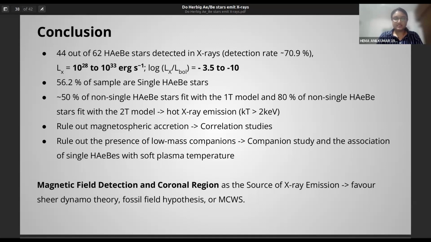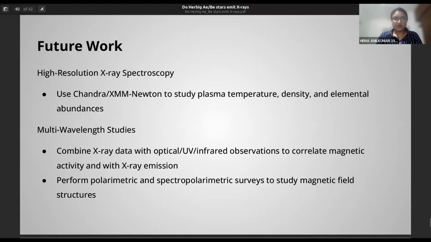So from this study, we see the magnetic field detection and the coronal region as a source of X-ray emission. This favors the shear dynamo theory and also the fossil field hypothesis or magnetically confined wind shock models. In the future work, we plan on studying these peculiar Herbig Ae star systems that we discussed using high resolution X-ray spectroscopy from Chandra or XMM-Newton.